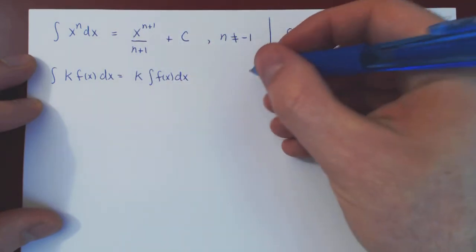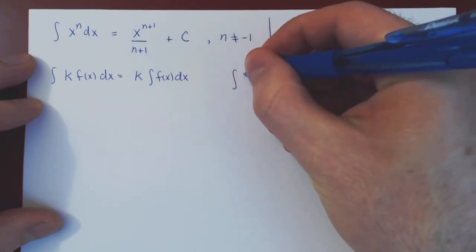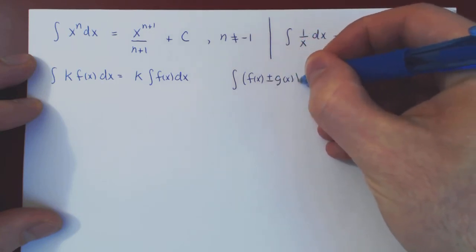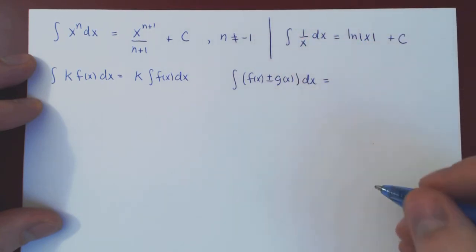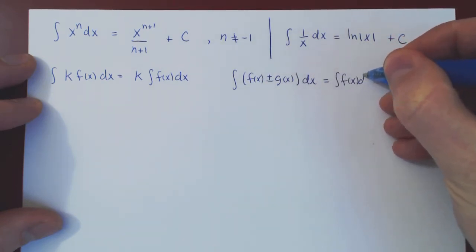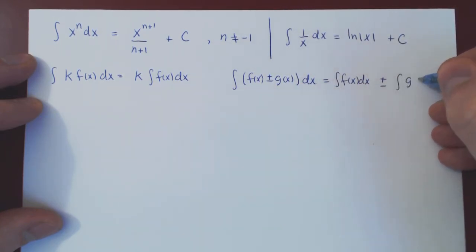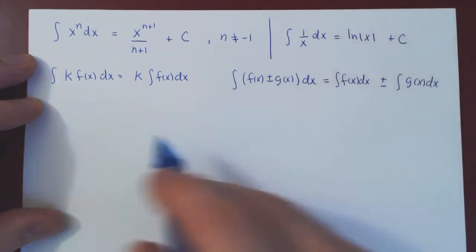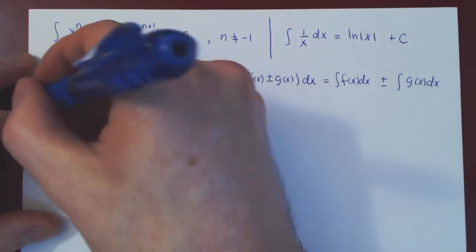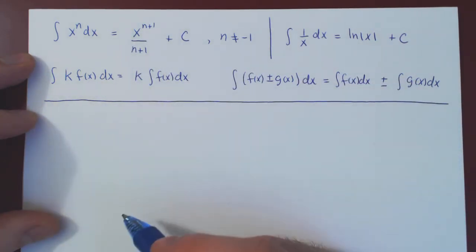And if you integrate a sum or a difference of functions, so suppose you integrate f of x plus or minus g of x, you can integrate the functions individually. So you can first integrate f of x with respect to x, plus, if it's a plus, minus, if it's a minus, the integral of the second function g of x dx. And these properties should be very easy to remember, as the derivative has the same properties. The power rule, of course, is a little different.